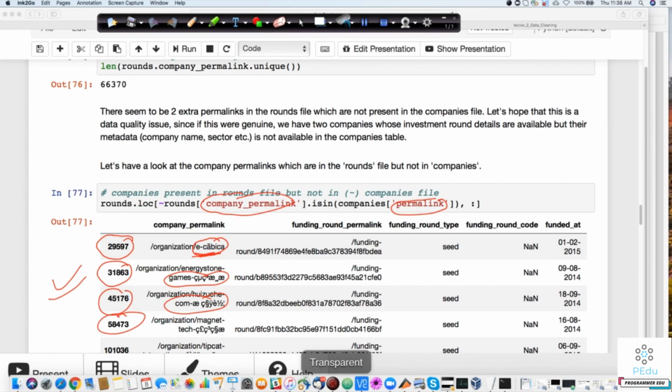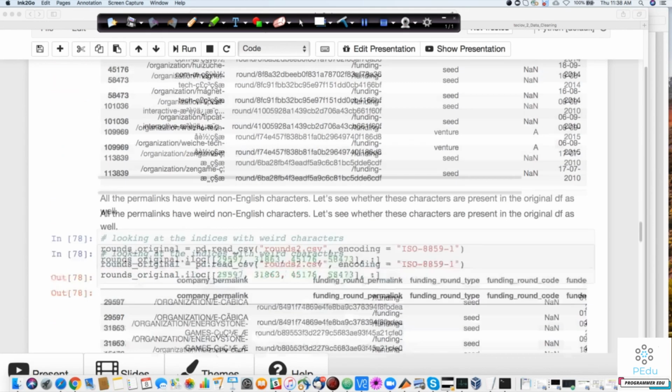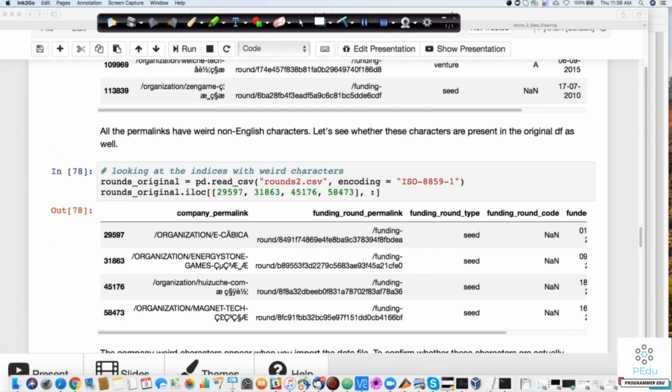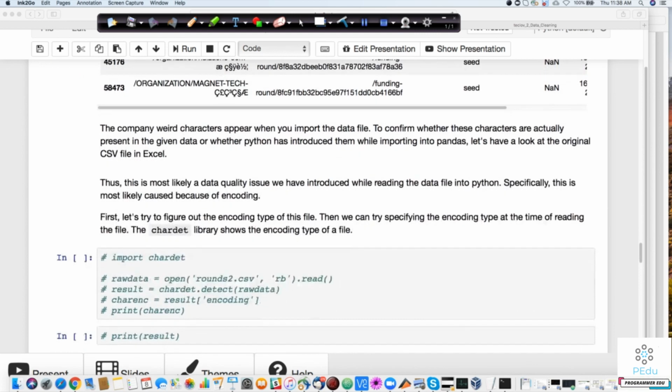Now let's see what we can do to fix it. We have also gone through those indexes from Python, and I've seen that Python is reading them like this. But as I said, if you want to really check in Excel, you can pause this video right away and go and check. You will notice that in the rounds data set, it is actually a proper English character. So it's a problem of Python, which is giving us weird results.